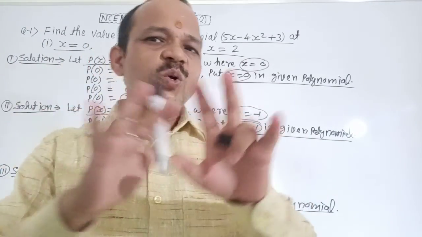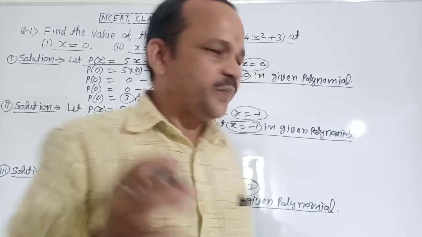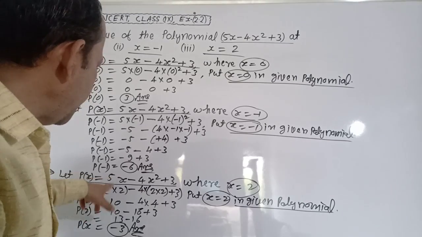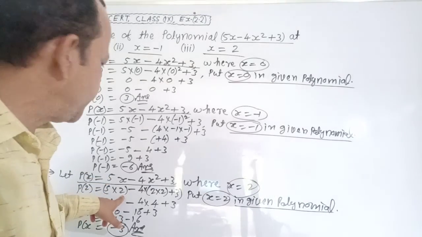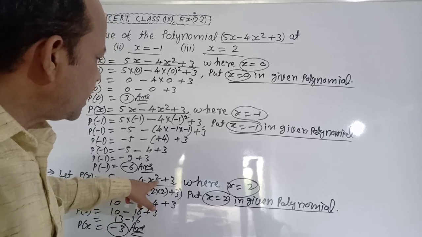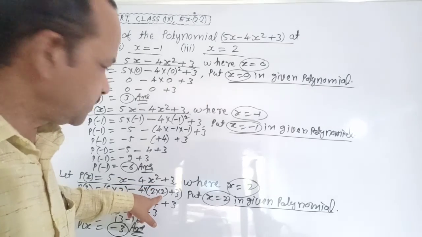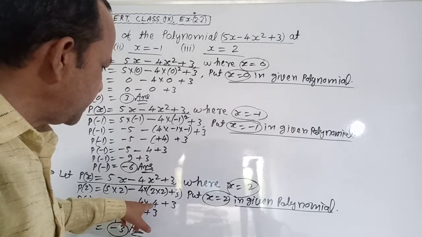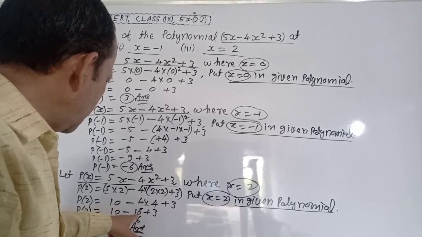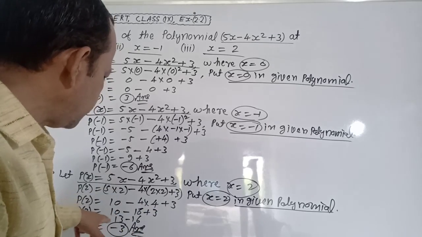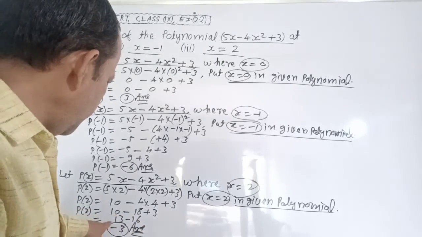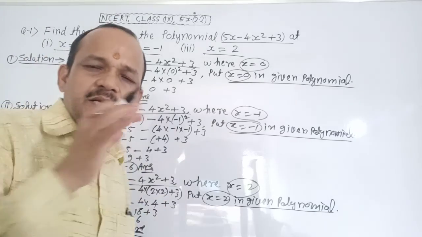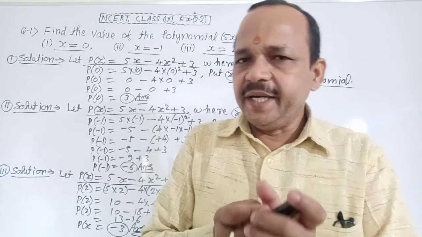All is clear? No confusion about it? Very good. Here you put x equal to 2 in the given polynomial. Here 5 multiplied by 2, the value of x is 2. Here minus 4 multiplied by x square means 2 multiplied by 2 plus 3. 5 times 2 is 10. 2 times 2 is 4. 4 times 4 is 16, plus 3. 10 plus 3 becomes 13, minus 16. You subtract it, you find minus 3. It is your answer.